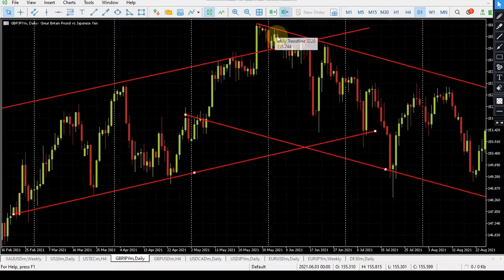Okay, so this is a lower high here. It started forming. That is, the trend is changing. So lower low here, lower high, lower low, lower high, lower low, lower high, lower low, lower high, lower low.